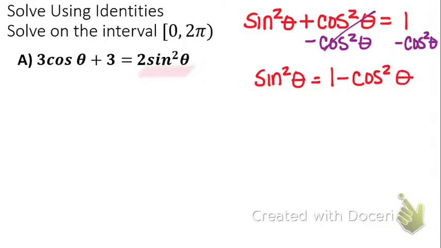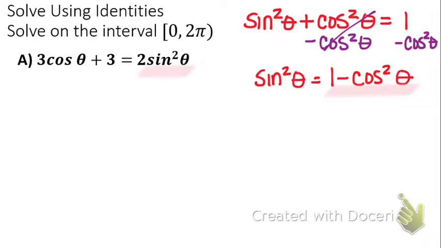So it's important to know that identity, sine squared plus cosine squared equals 1, because we can rearrange that identity. We can solve it for cosine, or we can solve it for sine. In this example, because it said sine squared, I'm going to solve it for sine. So 1 minus cosine squared is equal to sine squared. So we're going to substitute 1 minus cosine squared in this equation for sine squared.